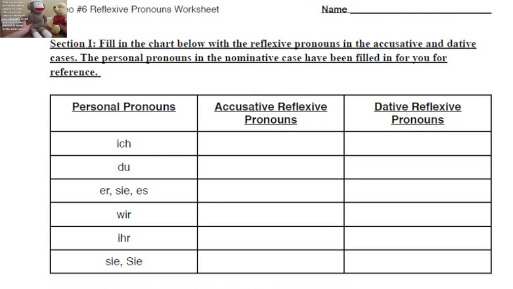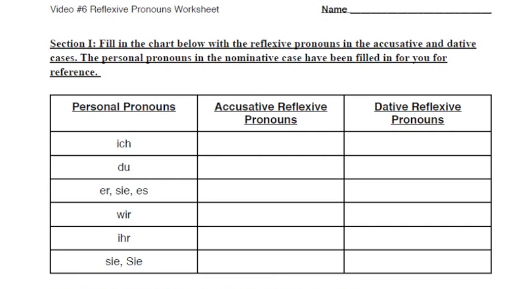These are reflexive pronouns, and reflexives are different because they have to be used with certain verbs. And reflexives are called reflexives because they reflect upon the personal pronoun that is the subject of the sentence. Now, none of this would really make a whole lot of sense until we get into some examples, but before we get into that, we do have to talk about the accusative and the dative reflexive pronouns. There are only two differences between the two, but let's start with the accusative ones.